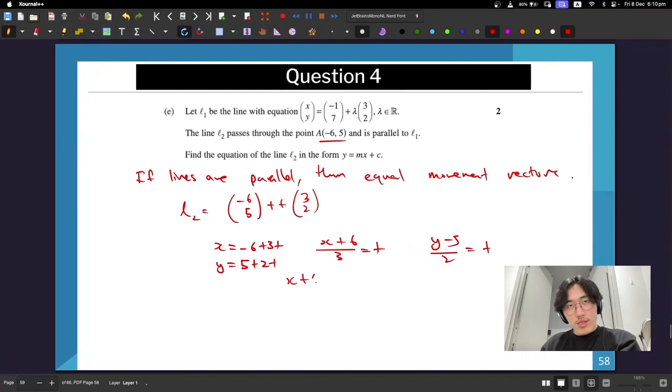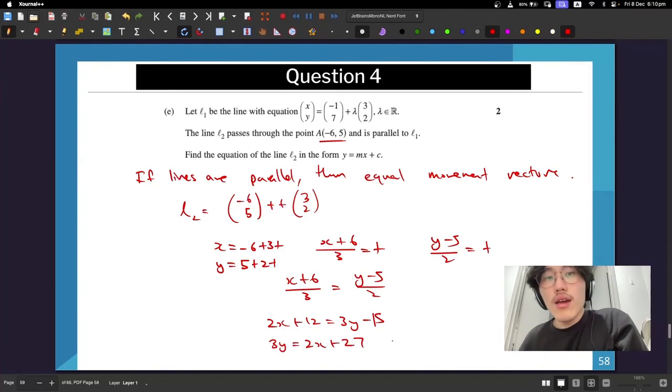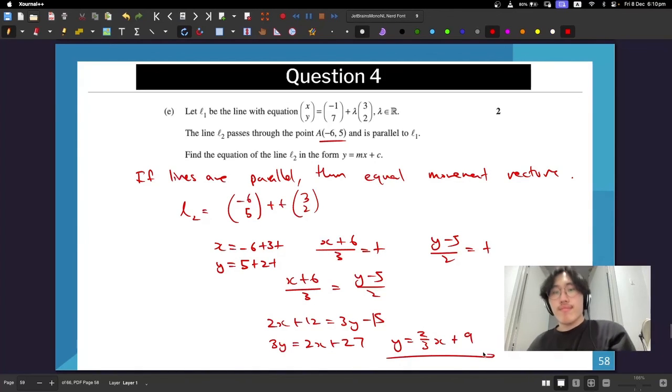So x plus 6 on 3 equals y minus 5 on 2. Cross multiply. 2x plus 12 equals 3y minus 15. And then 3y equals 2x plus 27. And y equals 2 on 3 x plus 9. Cool.